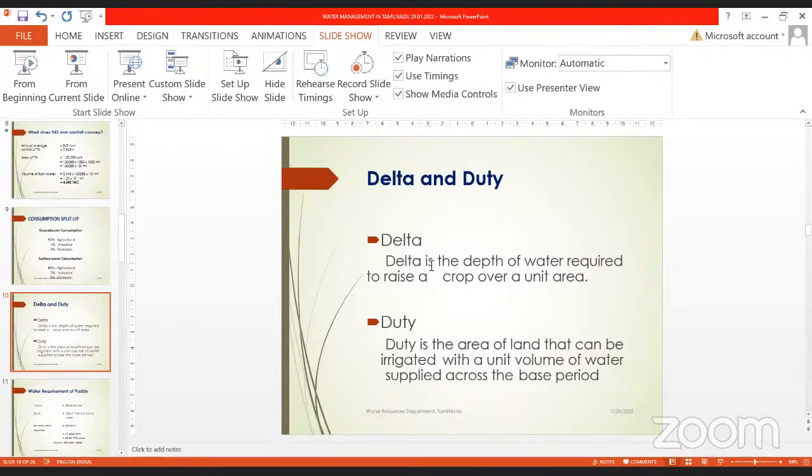Just to give a simple idea of how much water we are spending for agriculture, we need to get to know about these two terms. Delta. Delta is nothing but the depth of water required to raise a crop over a unit area. For example, if you are cultivating paddy for 1 acre, how much water is required for its entire growth, starting from the seeding to harvesting? The water column required for that entire process, we call it as delta, and duty is something like the area of land that can be irrigated with a unit volume of water supplied across the base period. Base period is the period from seeding to harvesting.